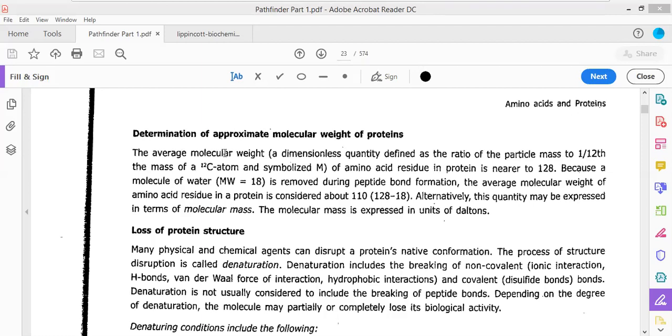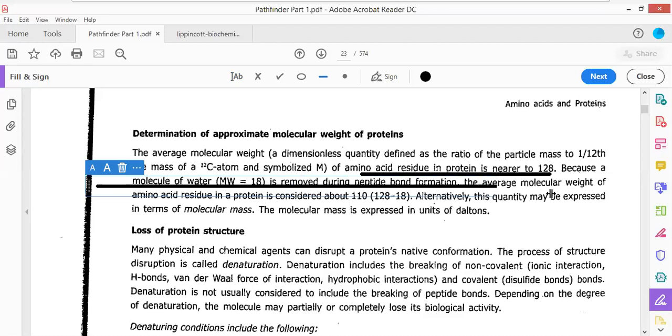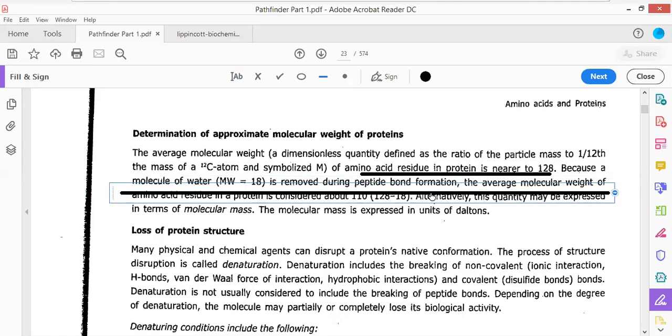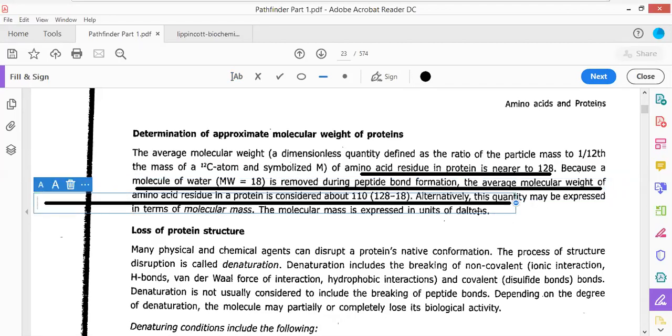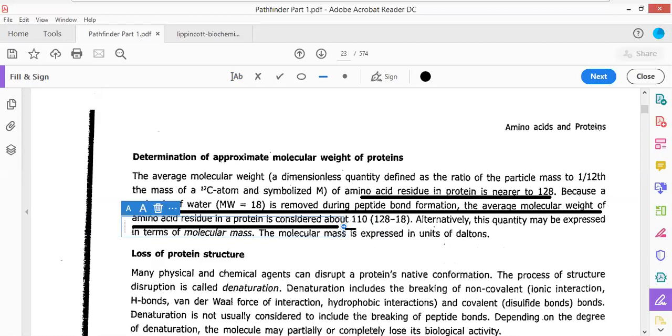Now see, for calculating the average molecular weight of any amino acid, we say that the average molecular weight of an amino acid in a protein structure is 128 dalton. Because the molecular weight of water is removed during peptide bond formation, the weight of an amino acid residue is tabulated to be 110. 128 is the weight of an amino acid, and after removal of a water because of the formation of a peptide bond, the weight of an amino acid residue will be equal to 110. I have marked these things with these black lines. So this would be the weight of an amino acid residue.